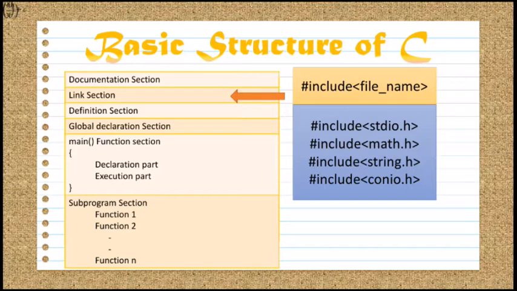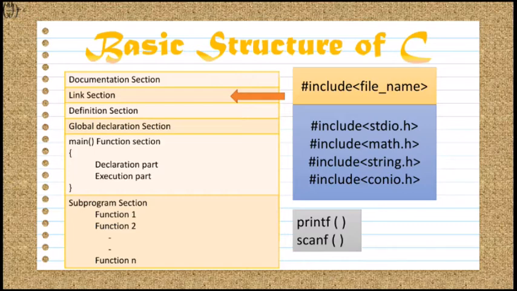To print any output, we use printf function, and to give input, we use scanf functions. So these functions are already available in C library and are included in stdio.h header file. So if we want to use printf and scanf function, we have to include stdio.h header file in link section.